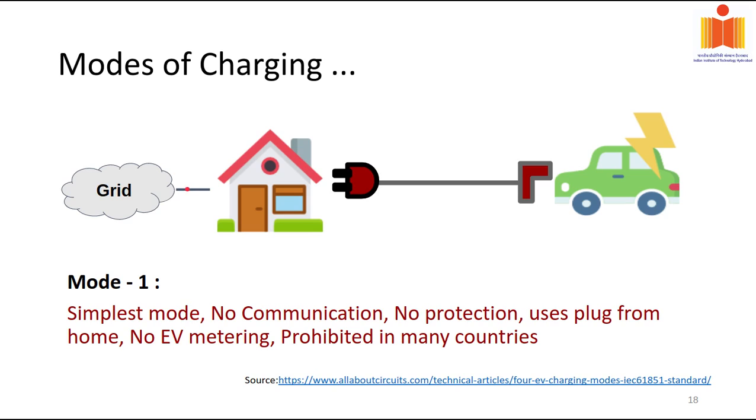Now this electric vehicle's data is coming under this main meter, but specifically for the electric vehicle there is no meter. Okay. So that's why even the grid cannot differentiate what load is coming from the electric vehicle and what load comes from the other appliances. This is about mode 1.